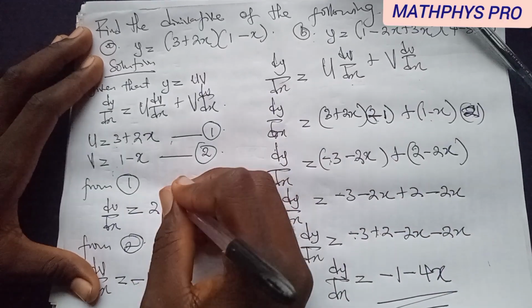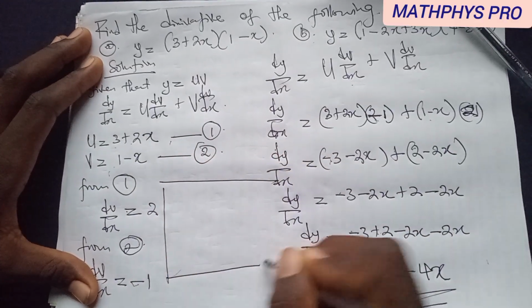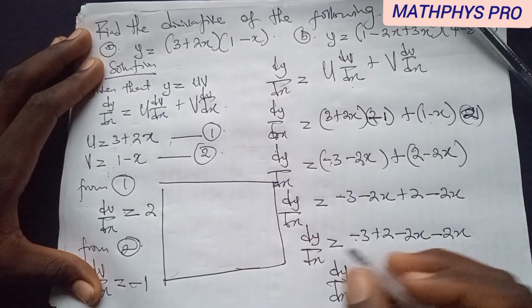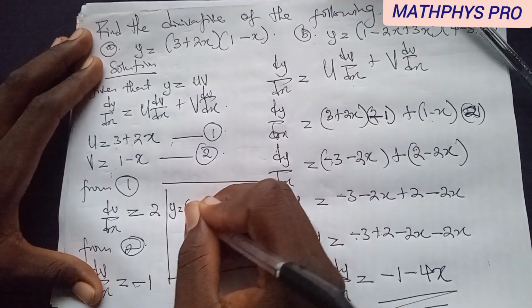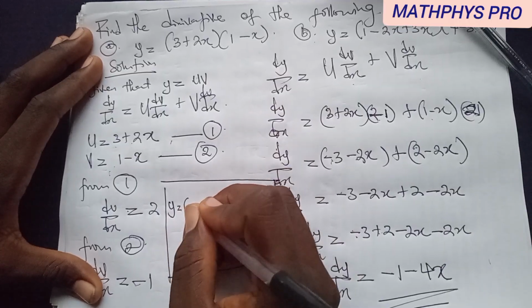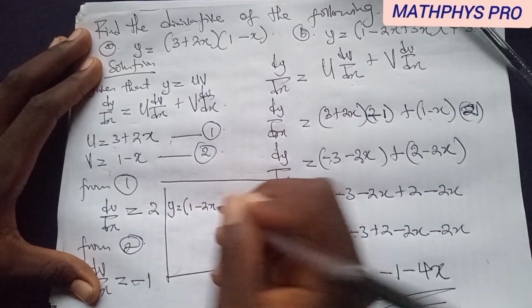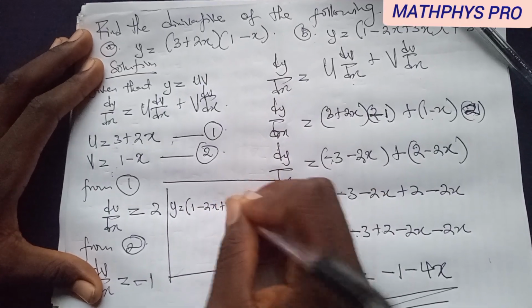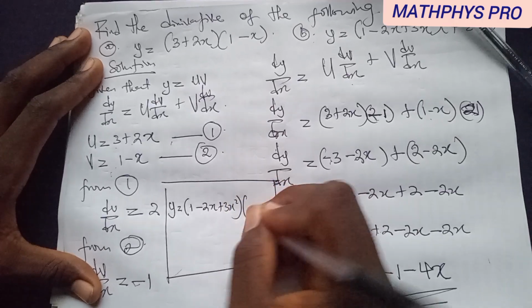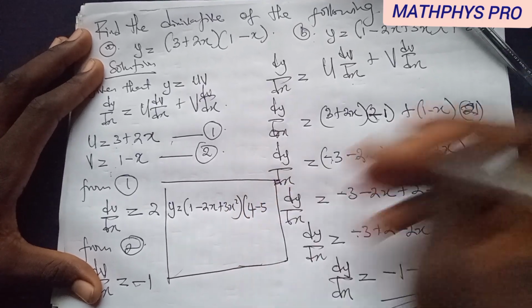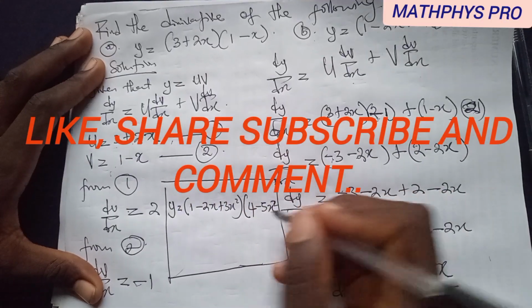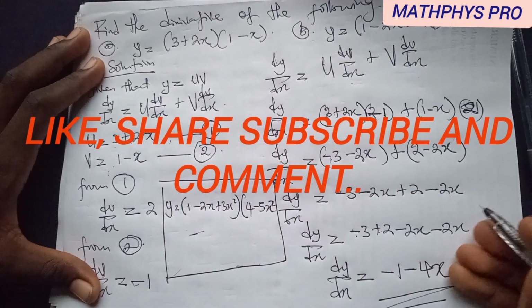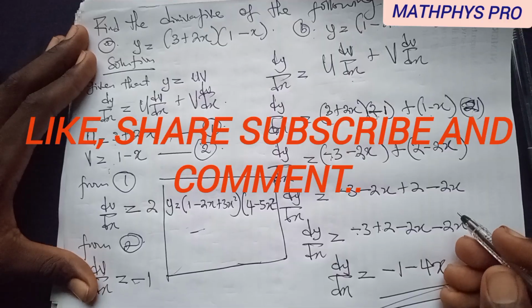So the second question, I want you to solve it and drop your answer in the comment section. Second question: y is equal to 1 minus 2x plus 3x squared, bracket 4 minus 5x squared. Please solve the second question and drop your answer in the comment section.